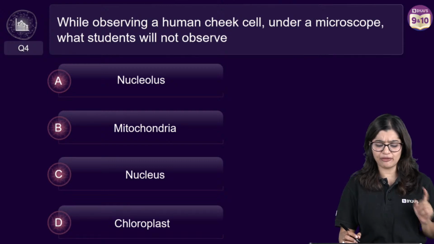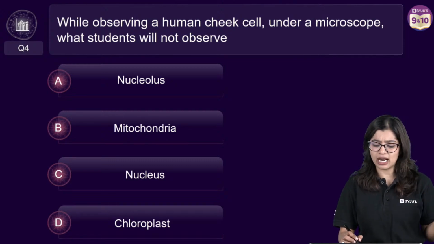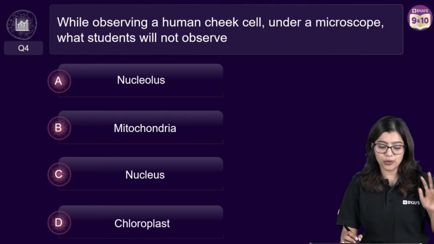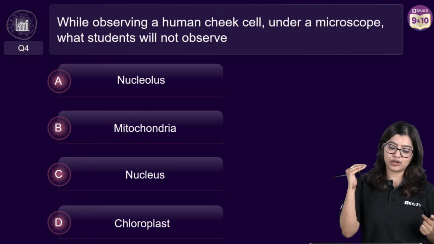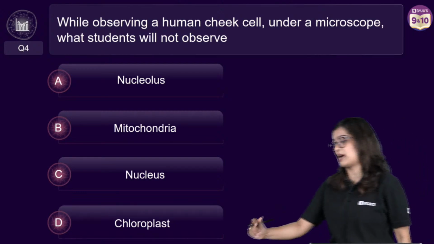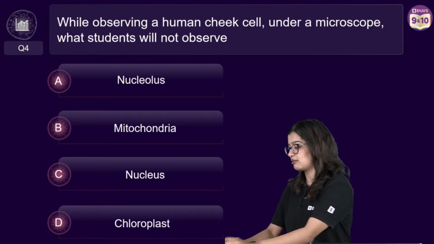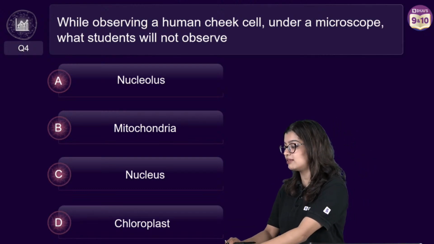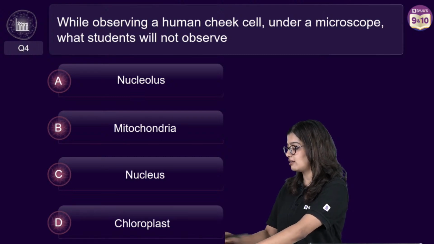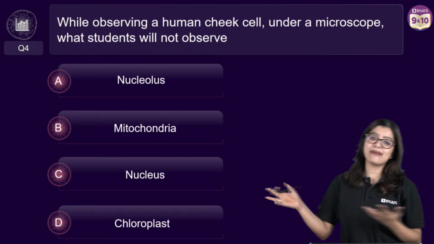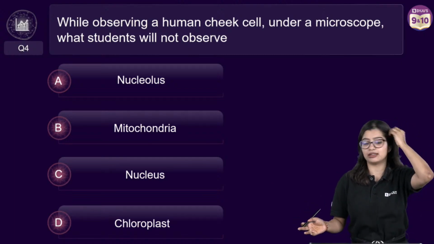Now moving on to question number 4. While observing a human cheek cell under a microscope, students will not observe what? Nucleolus, mitochondria, nucleus, chloroplast. This is an easy question. I don't even think you need a poll for this, but I will still give you one, otherwise you will all accuse me of not giving a poll. By the time I type and finish, you will give me the answer.